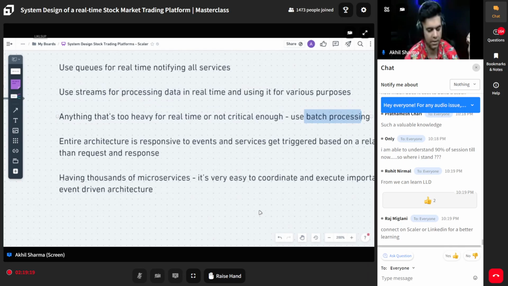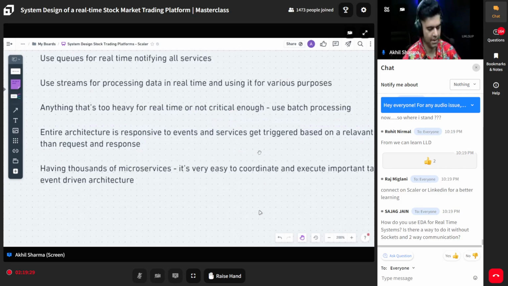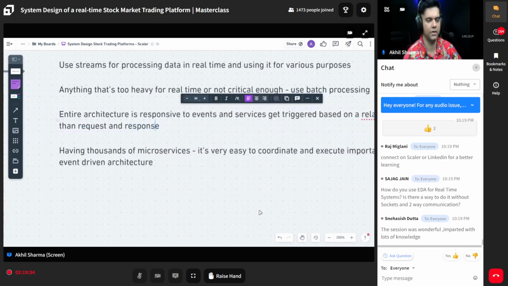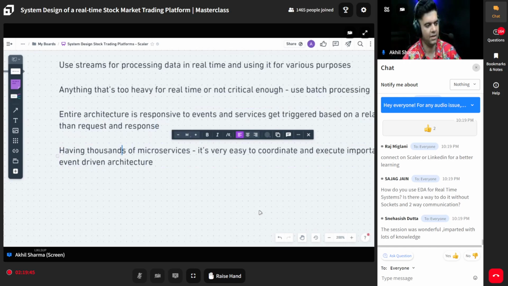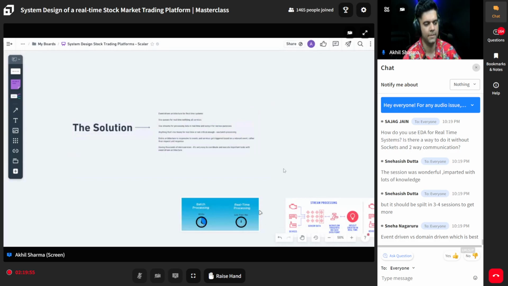But now you know where to use what. Our entire architecture has to be responsive to events. And our microservices need to get triggered based on relevant events rather than a request and response. So we won't have a request and response system. You saw that on the slide, right? Request and response versus event-driven. So in our case, the services will get triggered based on events. So having thousands of microservices, which we'll have now, it'll become very easy to coordinate and execute important tasks with the help of an event-driven system. So the big solution that we are getting is that we have to use event-driven systems.